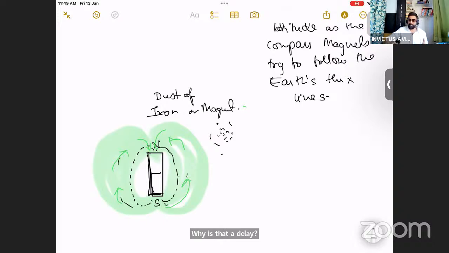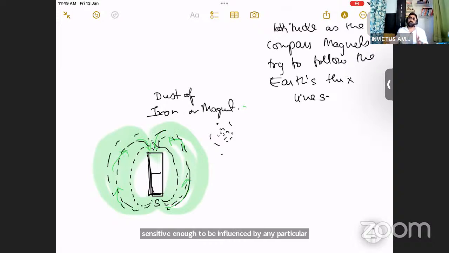This experiment proves that all magnets, when they are sensitive enough to be influenced by any particular magnetic field, will try to align themselves with the lines of flux of a magnetic field. That is what we call a magnetic meridian when talking about a compass needle aligning itself with the magnetic north and south. It will be pointing towards the north, but it will be aligned across a magnetic meridian.